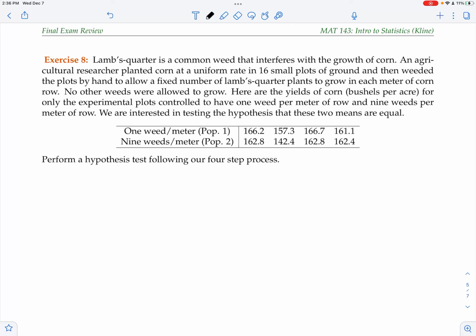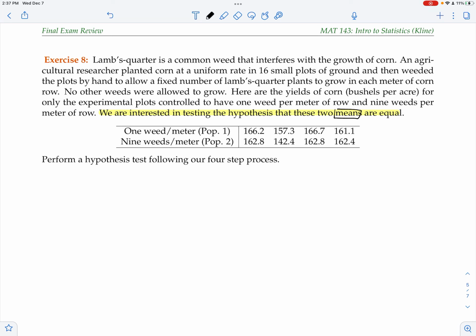Now, before we work this out, I want to just make sure that you can see how to proceed. So if you read through the problem, you can notice the last sentence here. We're interested in testing the hypothesis that these two means are equal. This is the key line. It's talking about means, so you know you need to work with the t-distribution.